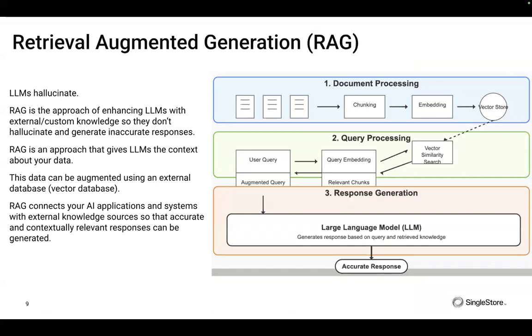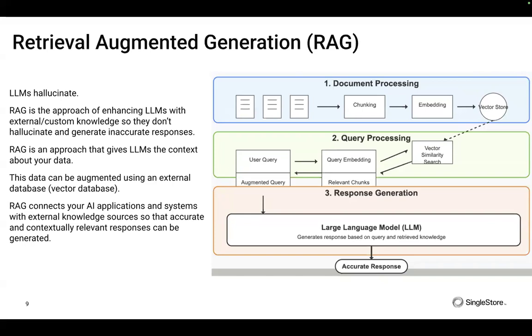There are simple steps in this: document processing, query processing, and then response generation. Like I said, LLMs usually hallucinate. They come up with their own made up answers, and there is no way to verify these responses. RAG is the approach of enhancing LLMs with external custom data and knowledge so that they don't hallucinate and generate inaccurate responses. With RAG, you get contextually relevant responses since you are attaching custom data. The query also gets converted into a vector embedding.